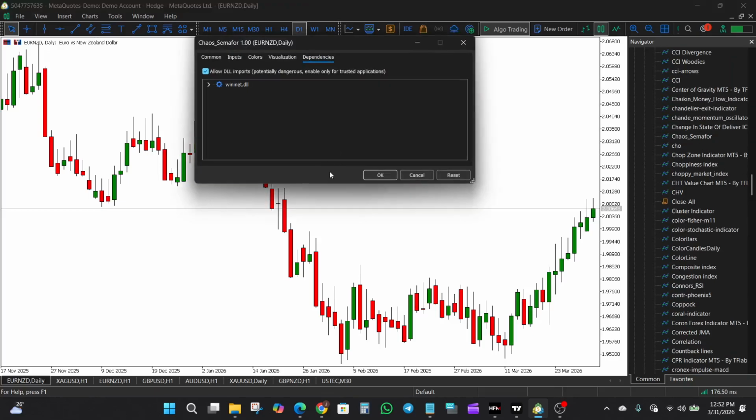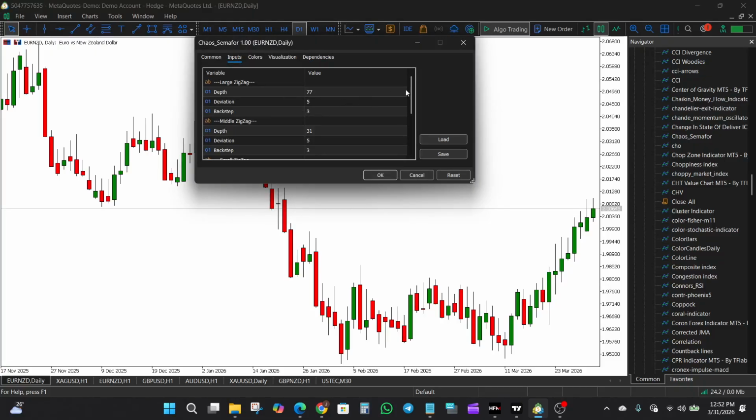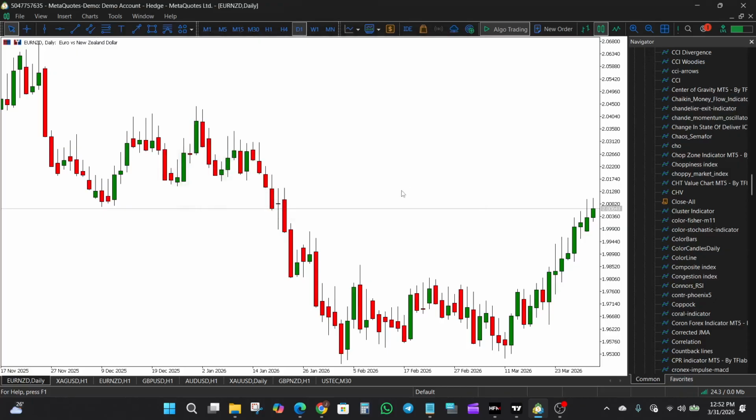Drag and drop. Ensure that the allow DLL imports box is checked. As for the inputs, feel free to edit the values according to your taste. You can modify the values, and you can also decide if you want alerts to be turned on or off. Okay, so this is how the Chaos Semafor Indicator looks like.